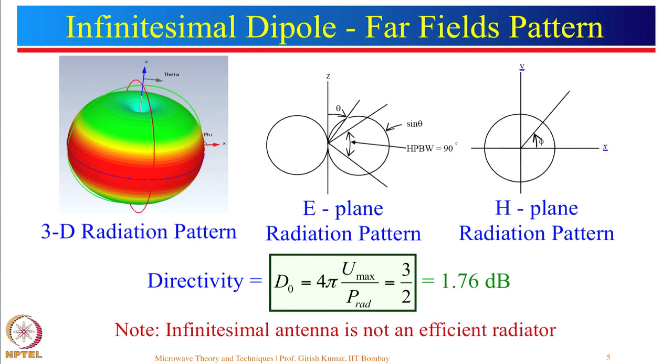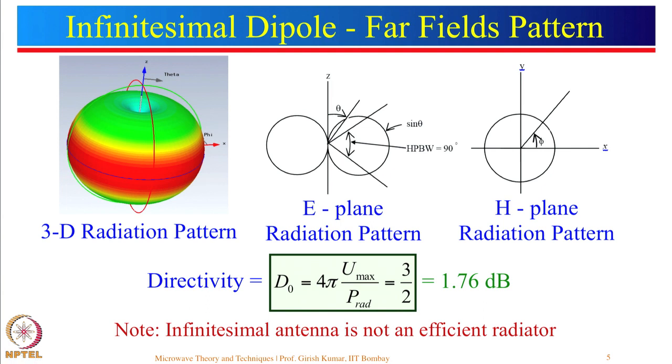Field will be maximum along this particular direction, minimum along this particular direction. So that is how this pattern comes into picture. And this 3D pattern is shown in E plane and H plane. So you can see that in H plane, it is a uniform pattern, whereas in E plane, it forms a figure of 8. Now for this particular case, directivity is equal to 1.76 dB. Please remember, this directivity is for a very small dipole antenna and not for a lambda by 2 dipole antenna.